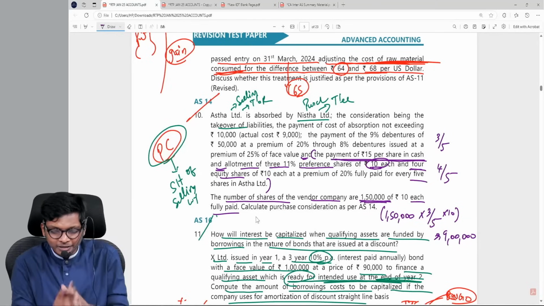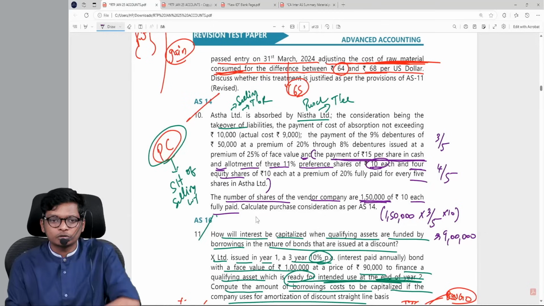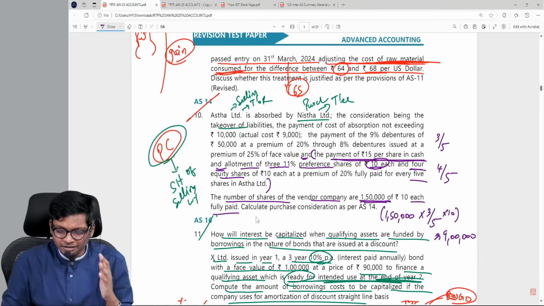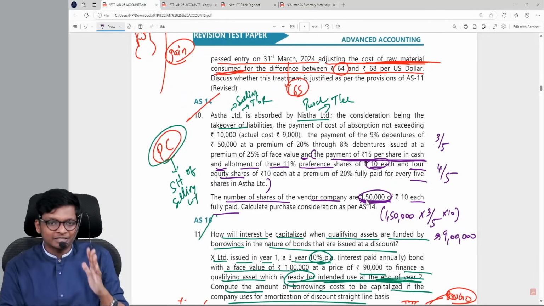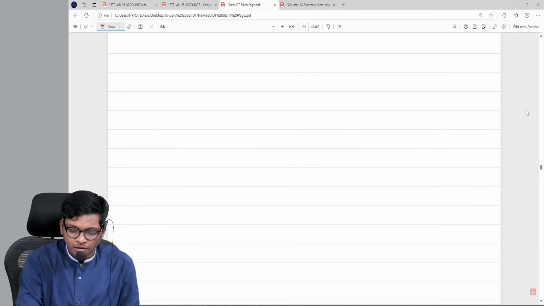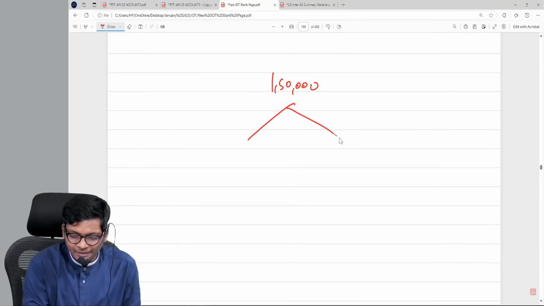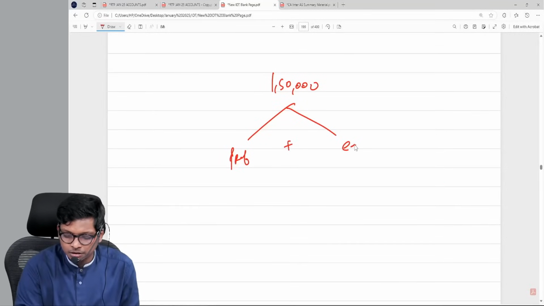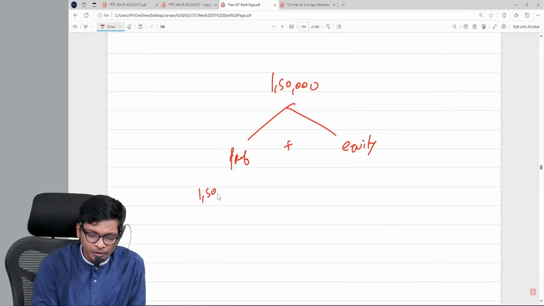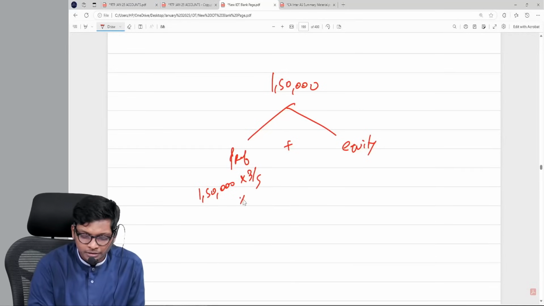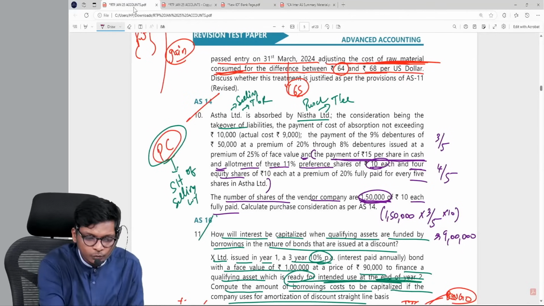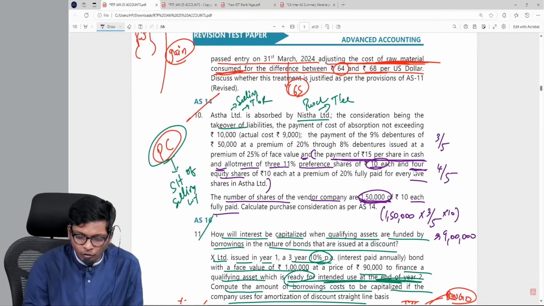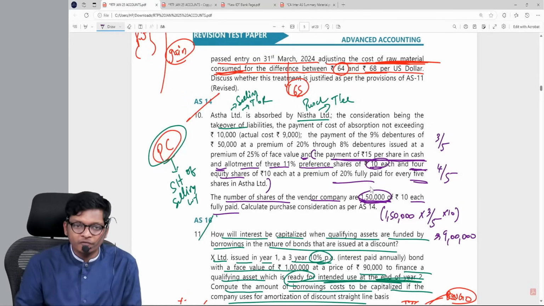So assuming preference is also 1 lakh 50, equity also 1 lakh 50, or in other words, I won't say the question is wrong. I will tell that for each 1 lakh 50, I'm giving preference and equity. Then the question is correct. So for 1 lakh 50,000 preference, I'm giving into 3 by 5 into 10, which is 9 lakhs. And for equity, they are saying 4 for every 5 at a premium of 20%.